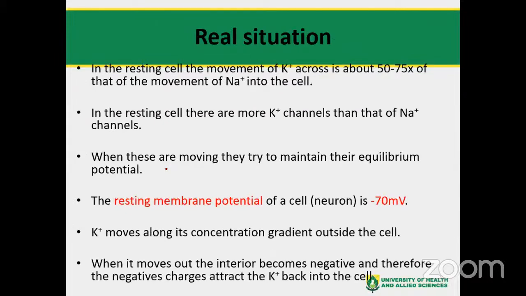Now, let's write this point down. What are the factors that bring about resting membrane potential? You should write them down. Number one is due to the passive movement of potassium ion across the plasma membrane.